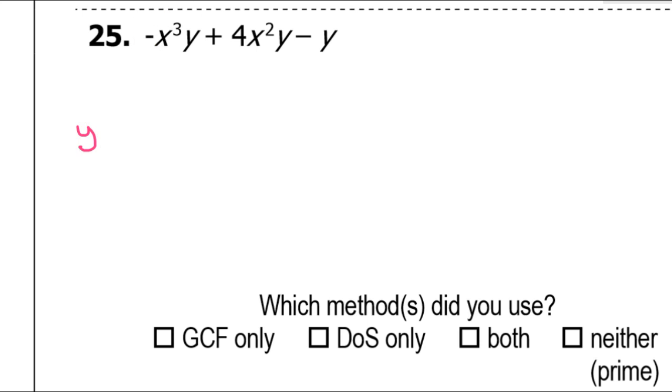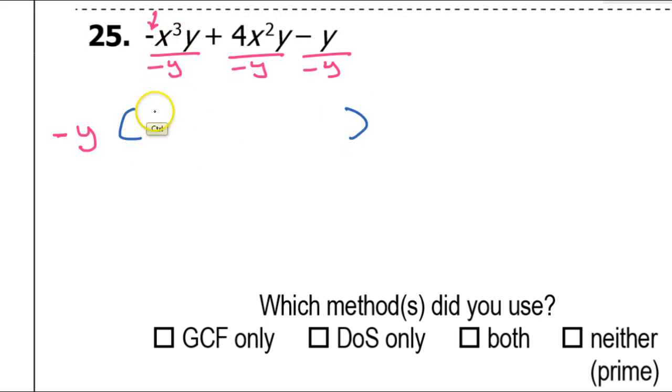So there is a GCF. It's going to involve y. However, because there's a negative in the front, I am going to include that negative sign as part of the GCF. So my GCF is going to be negative y. Okay, so I'm going to now divide everything by negative y and see what I get inside the parentheses.